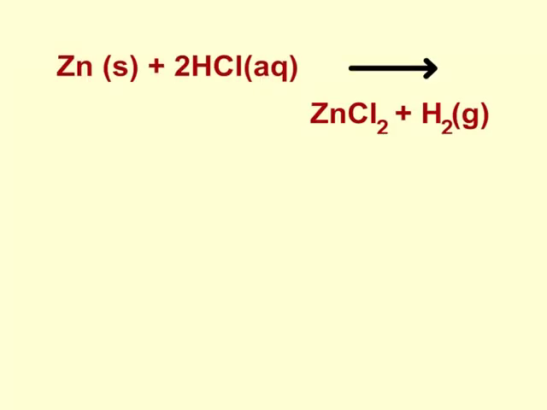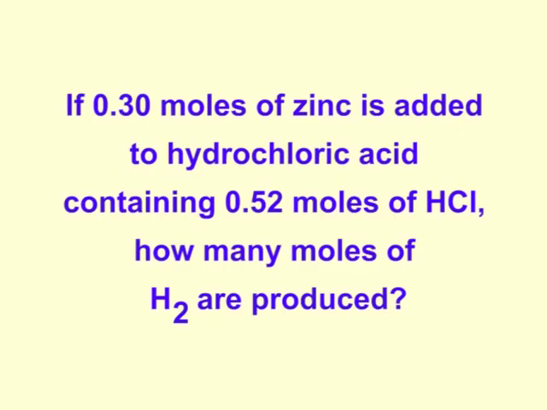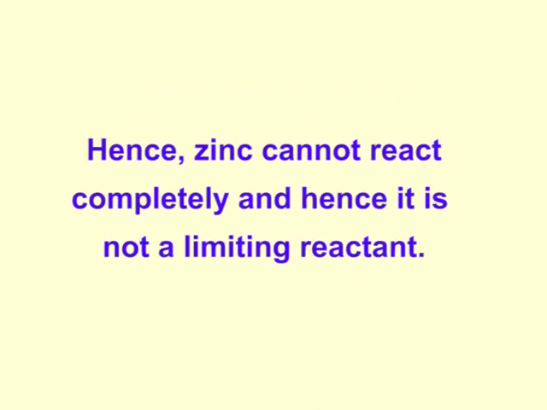Solution. In this reaction, 1 mole of zinc reacts with 2 moles of hydrochloric acid. 0.30 moles of zinc will react with 2 multiplied by 0.30, which is equal to 0.60 moles of hydrochloric acid. But we have only 0.52 moles of hydrochloric acid. Hence, zinc cannot react completely and hence it is not a limiting reactant.